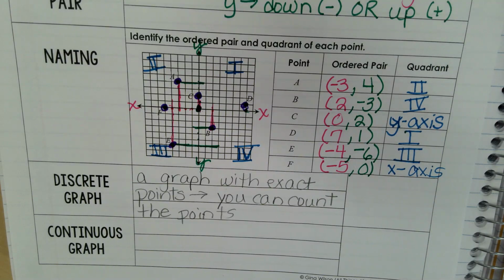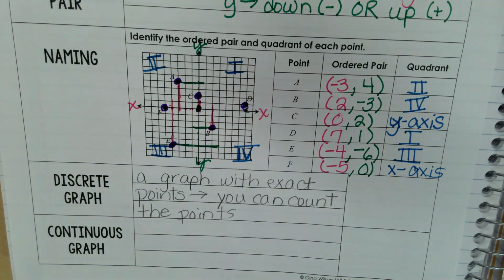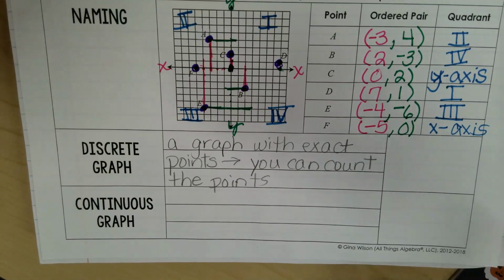Can you see every single point? Yep, 1, 2, 3, 4, 5, 6. I can see them, I can count them. I know exactly how many points there are on that graph. So a discrete graph is a graph with an exact number of points.